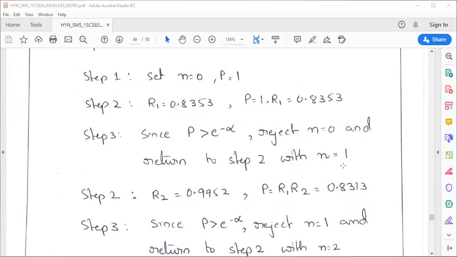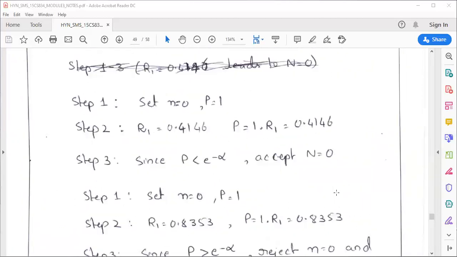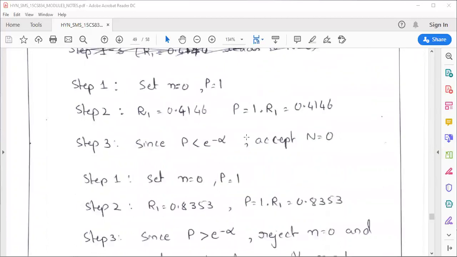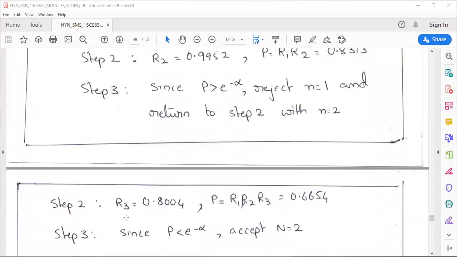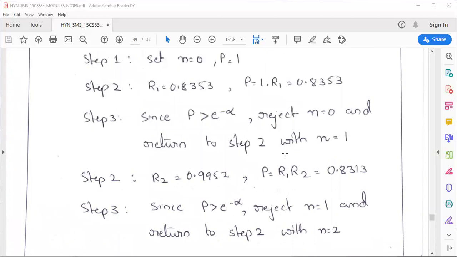What is the current value of n? N is equal to 1. So reject the current value of n and return back to step 2 with incrementing the value of n. So n becomes 2 now. Now I will take the next random number. What is the next random number? 0.8004. So I will take the third random number R3 as 0.8004 and p will be equal to R1 into R2 into R3. So you have to multiply R1 into R2 into R3.